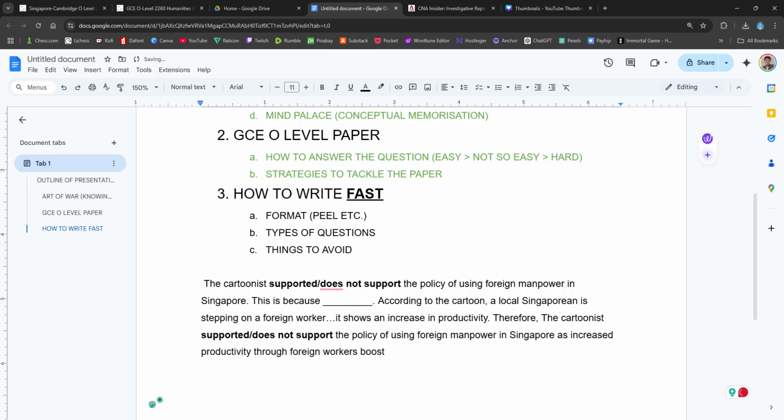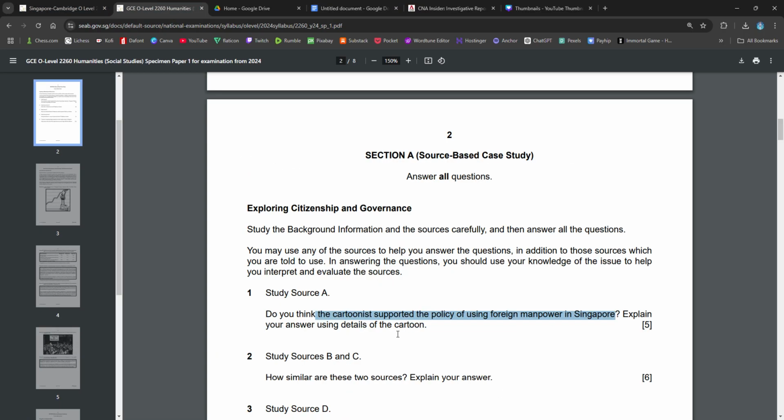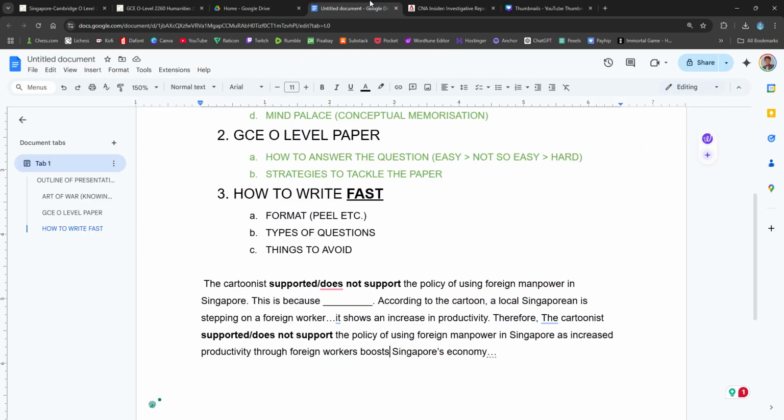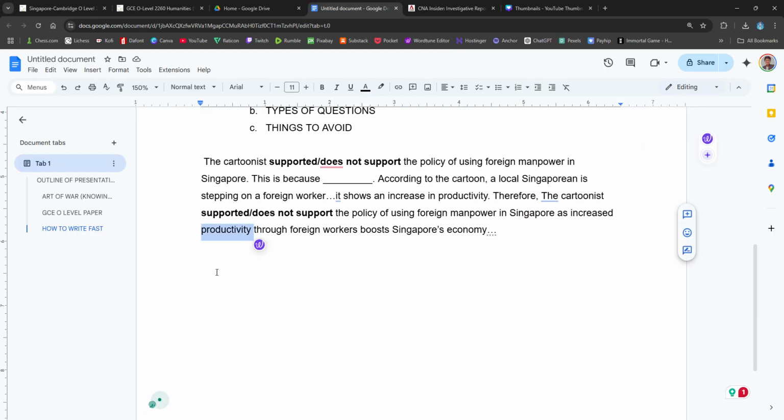boosts Singapore's economy, right? And then you put whatever you want to put, right? So that is how you answer these kinds of questions, right? Same thing with how similar, right? Follow this same concept, right?